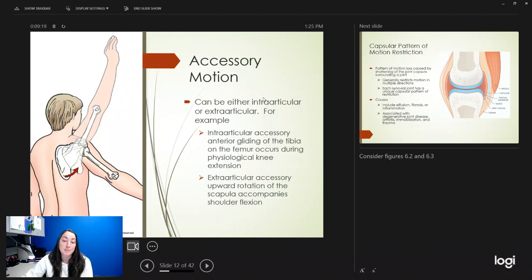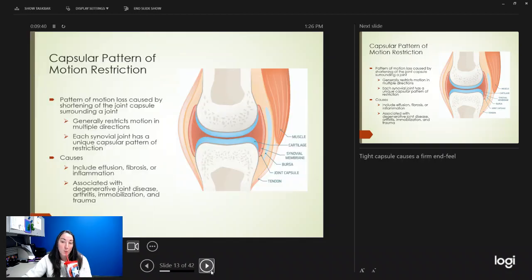Accessory motions can be either intra-articular or extra-articular, with intra-articular meaning inside the joint, so those are the motions we've talked about so far, or extra-articular meaning outside the joint, such as like your scapular mobility. Those are extra-articular, but they're still accessory motions that are involuntary.